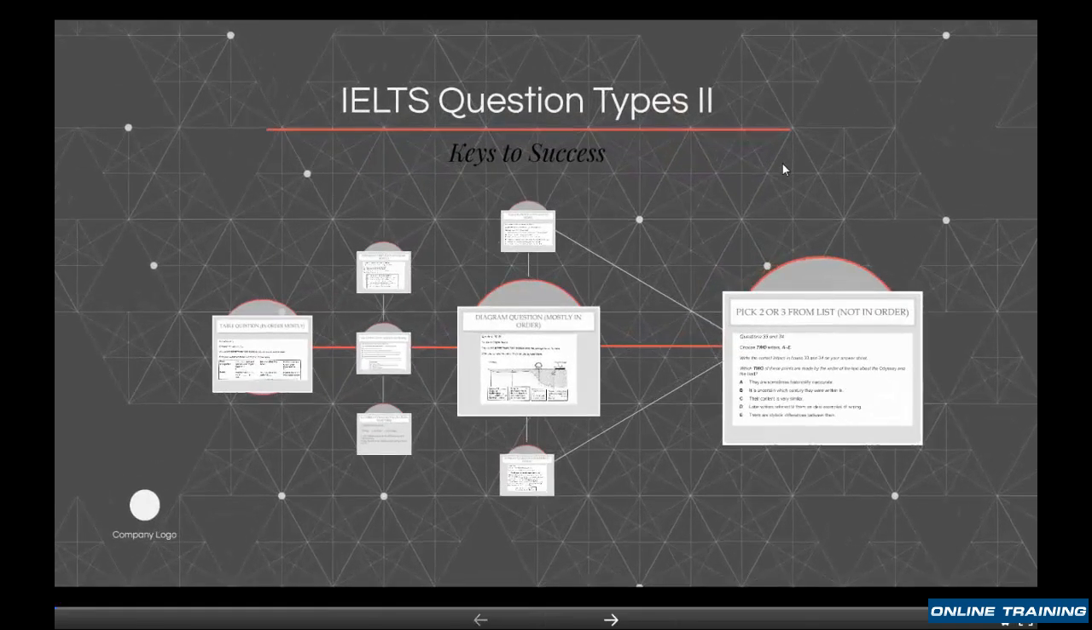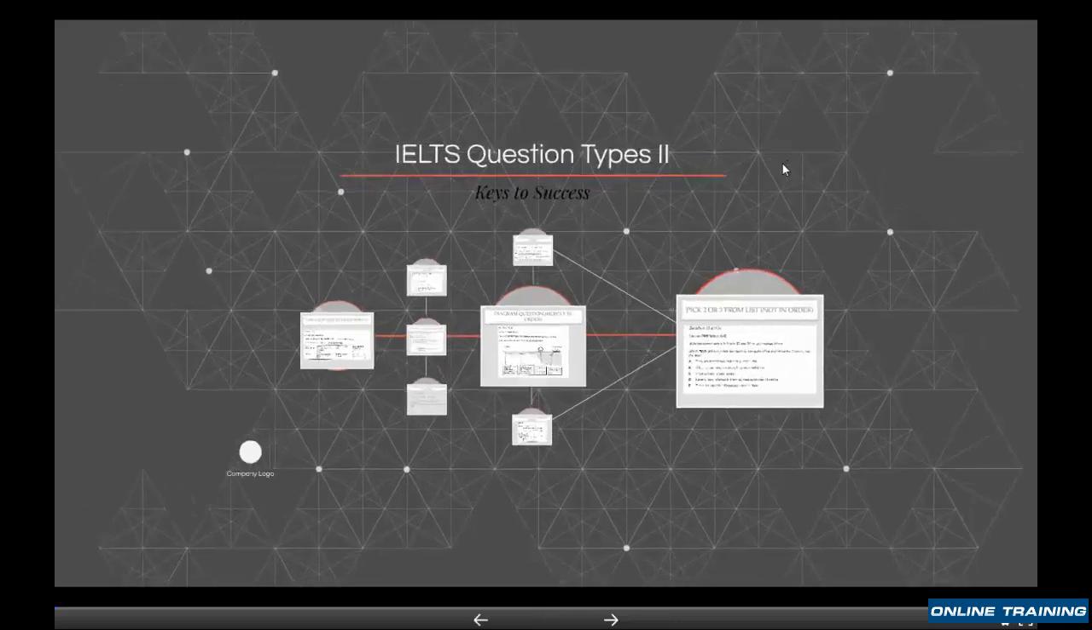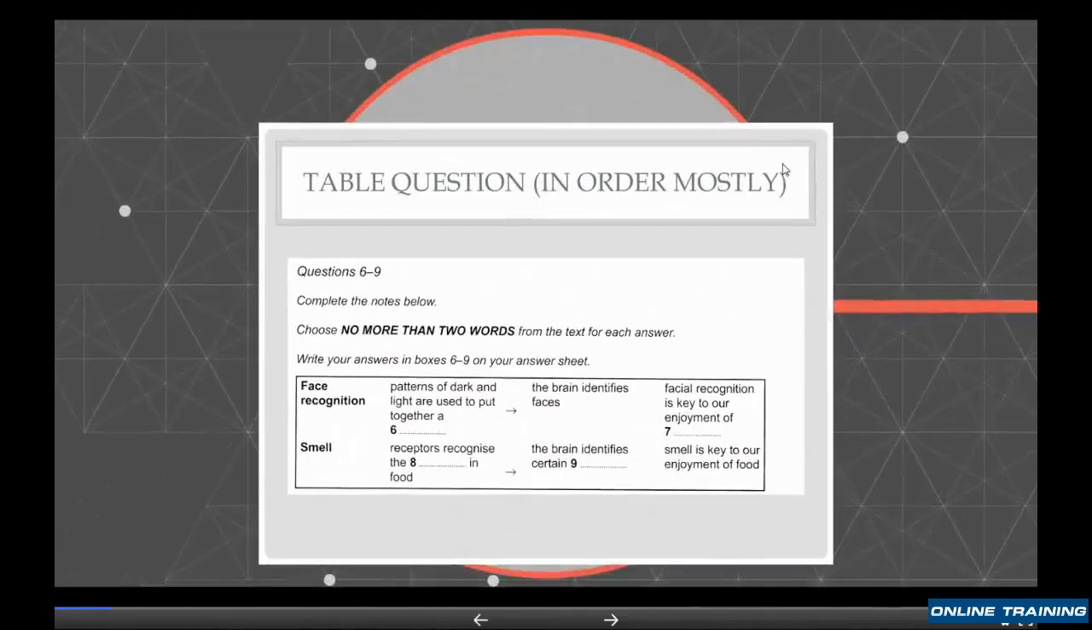All right, so let's take a look at what we're looking at first for the question types. We have our table question. This is a question that sometimes looks like this. You'll have a table. Sometimes there'll be some box squares. But basically, this question goes in order, but this is called a table question.